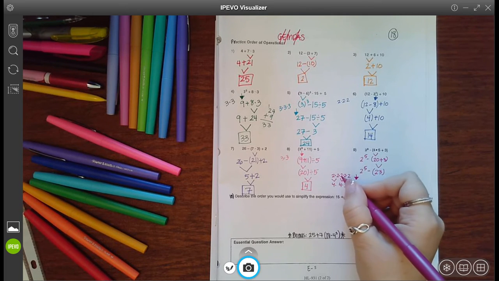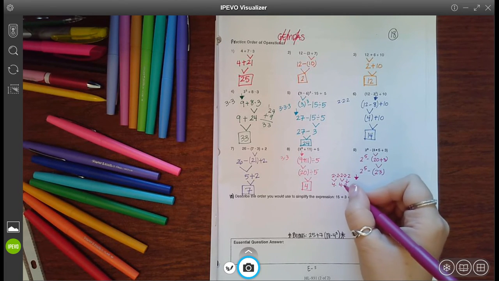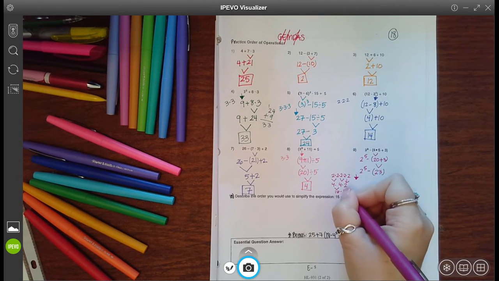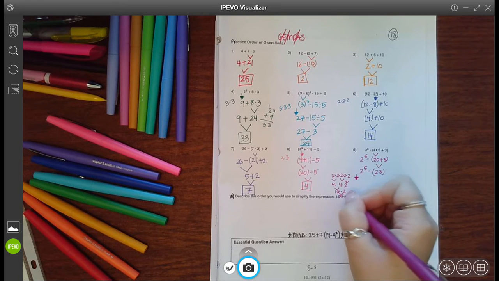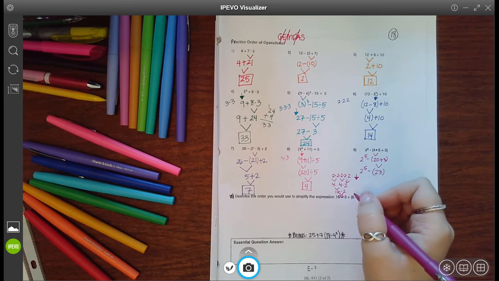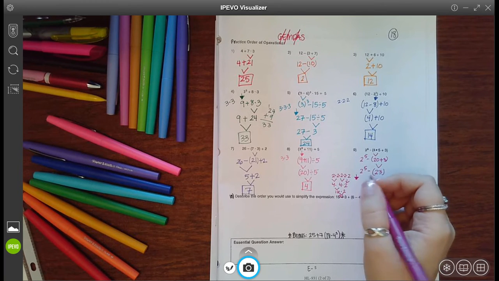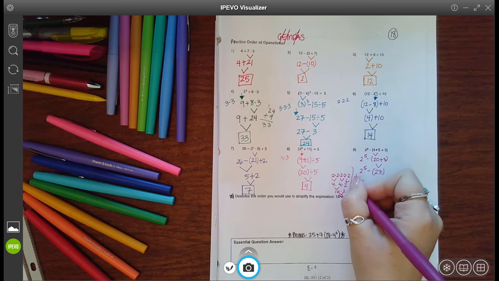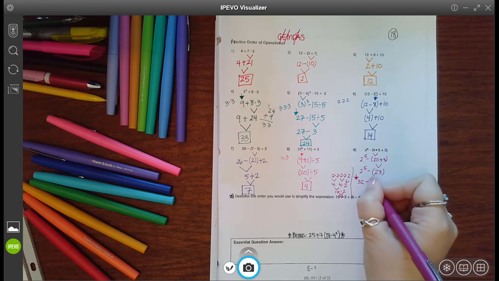Now instead of 2 times 2 times 2 times 2 times 2, I have 4 times 4 times 2. 4 times 4 is 16, and 16 times 2 is 32. Or you could have gone 4 times 2 is 8, 8 times 4 is 32. Okay? So I simplified 2 to the 5th to become 32. Now I bring down my minus 23.